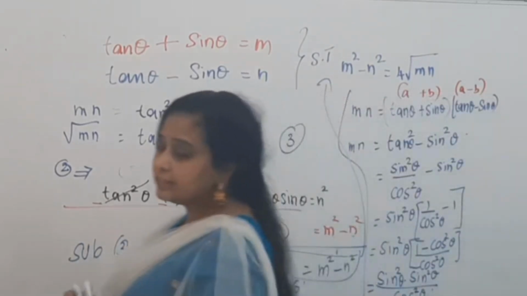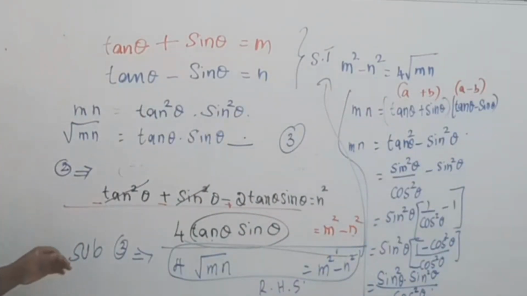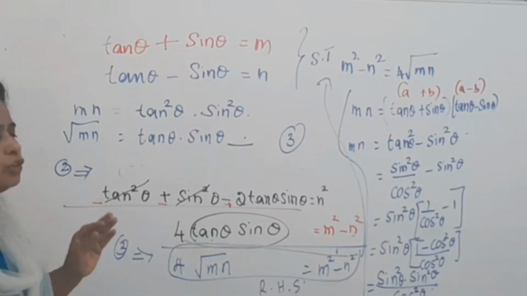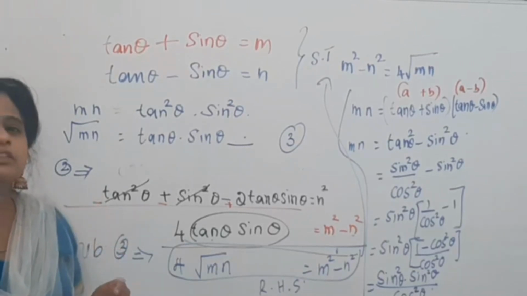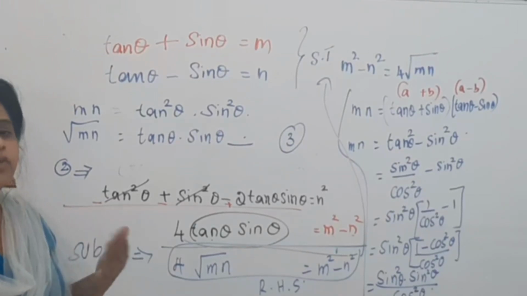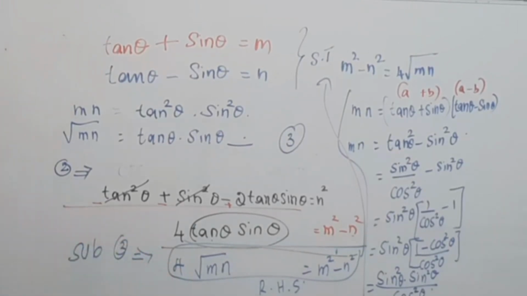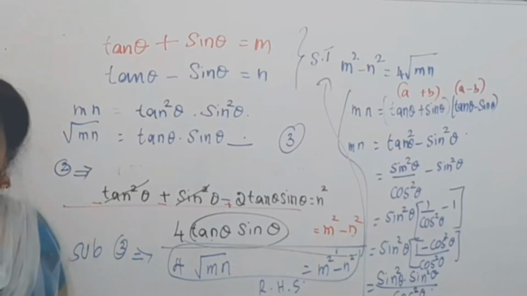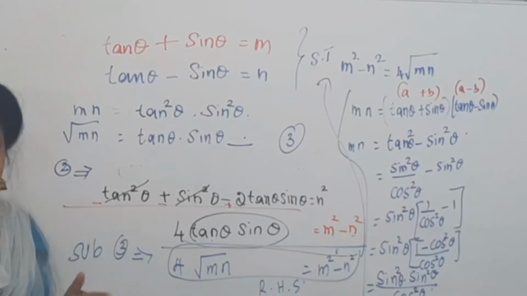Hope you understand my point of proving. It is as simple as that. Nothing to worry. Just think about some techniques or some clues or hints. If you use those hints, automatically you will get your ratios on both the sides equal.